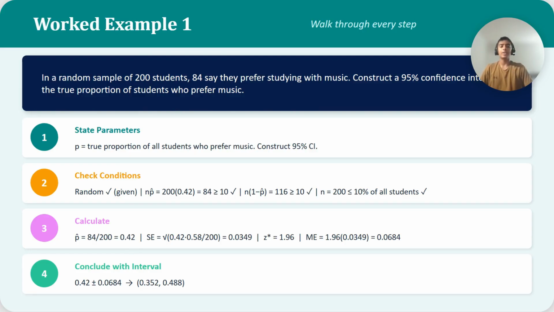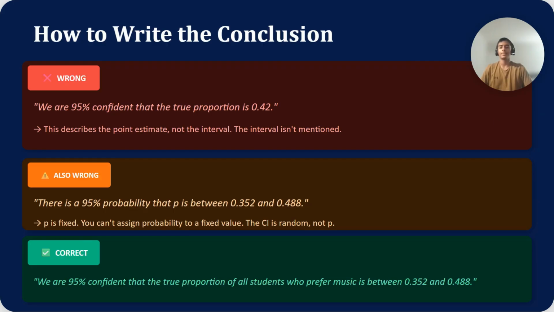Now, how do we write the conclusion? I'm going to come back to that in a minute. Just trust me. This is the most important slide in the whole video. I've seen students do perfect math and lose full credit because of how they wrote the last sentence.